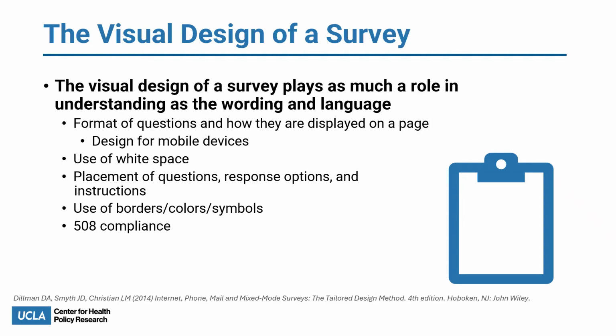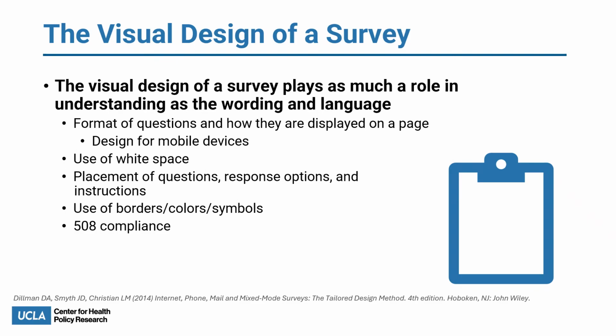Effective visual design considers readability, the ability to navigate the survey, and accessibility. Key considerations include the amount of white space between questions, how response options are formatted, where instructions are located, and how colors or borders are used to guide the respondent's eye. These visual cues help respondents interpret questions correctly and navigate the survey smoothly.